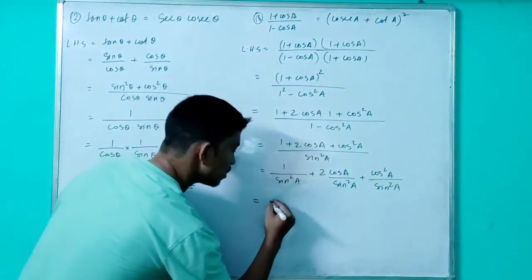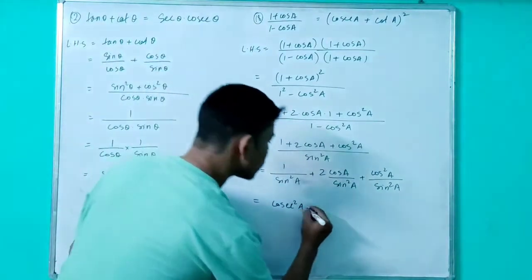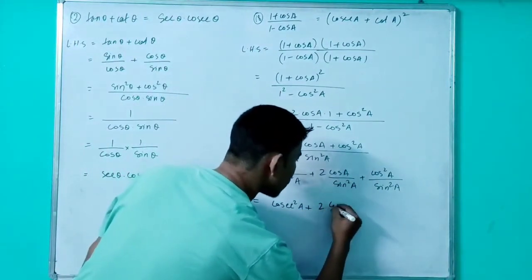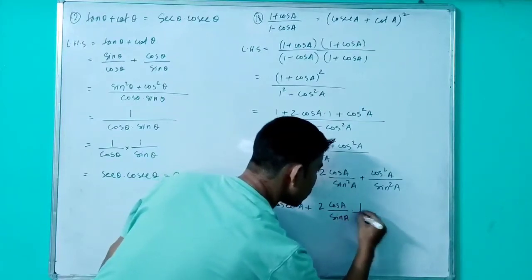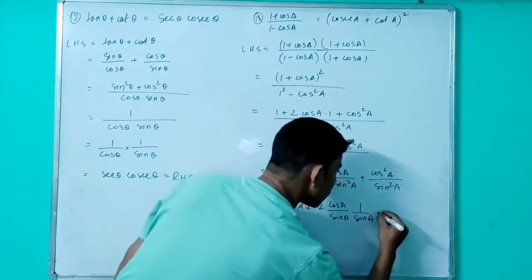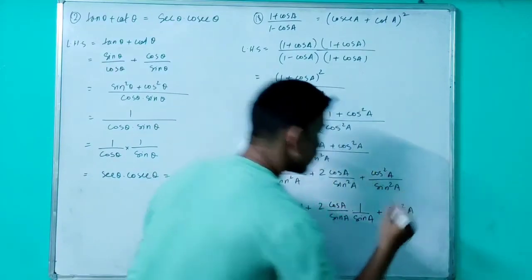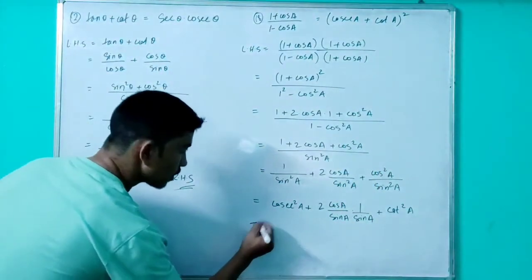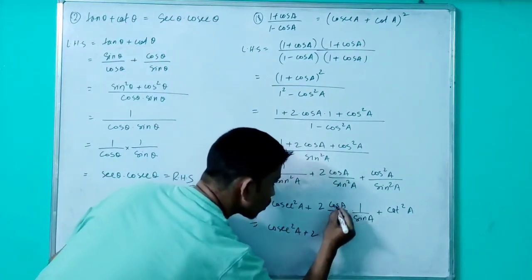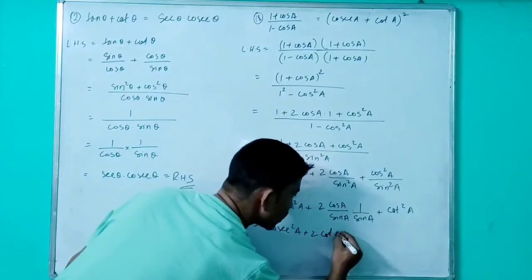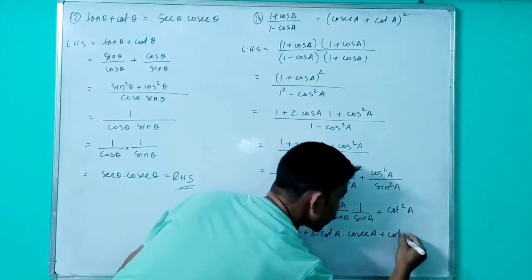So now 1 by sin square A is cosec square A. Plus 2, now I will write this as cos A divided by sin A into 1 by sin A, plus now cos by sin squared is cot square A. So now again I will write this as cosec square A plus 2 times cos A by sin A, which is cot A, times 1 by sin A, which is cosec A, plus cot square A.